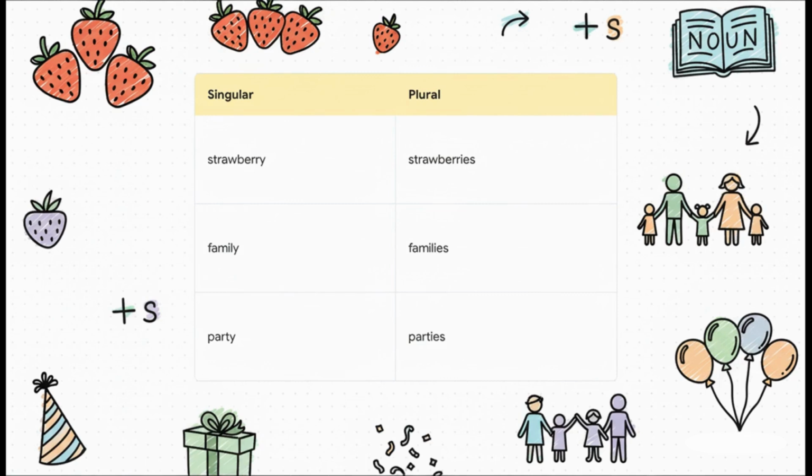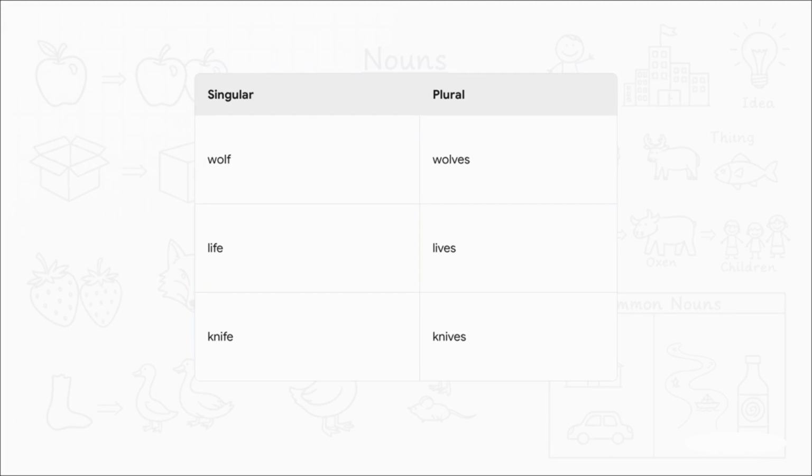Just add an S. Okay, this last regular rule is actually pretty fascinating because it's all about a change in sound. For a lot of words that end in F or FE, that soft f sound turns into a harder, vibrating v sound for the plural. So wolf becomes wolves. Life becomes lives. Seriously, try it right now.